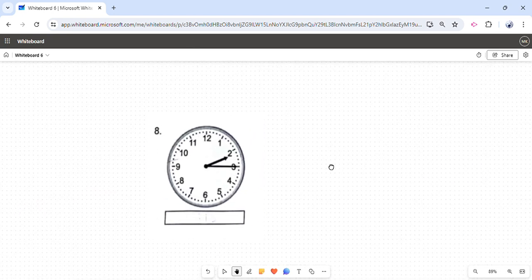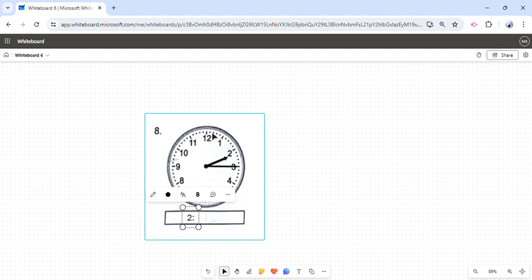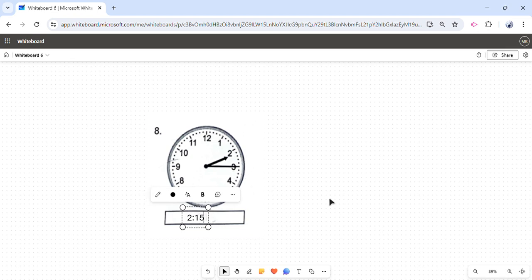For the eighth clock, we have the hour hand after 2 and before 3. So the hour is 2. And we have to count by 5s again, starting from 12. So you have 5, 10, 15. So the minutes is 15. And the hour is 2. So the time is 2:15.